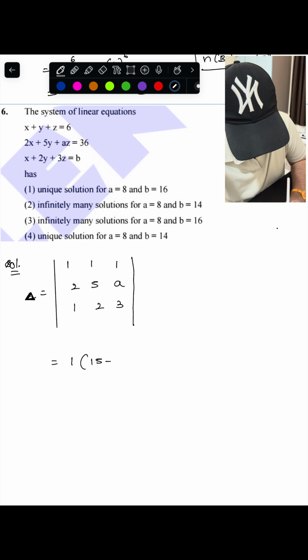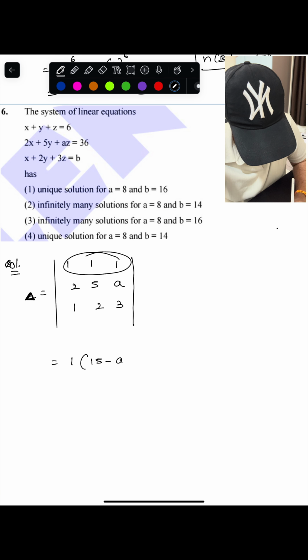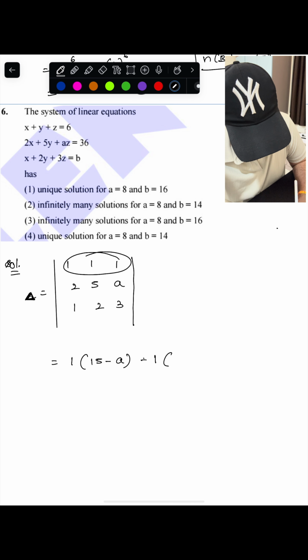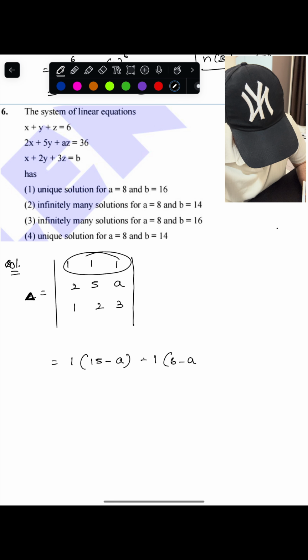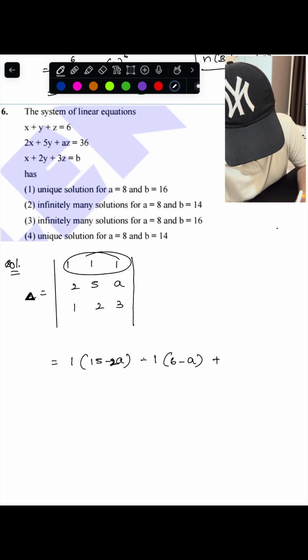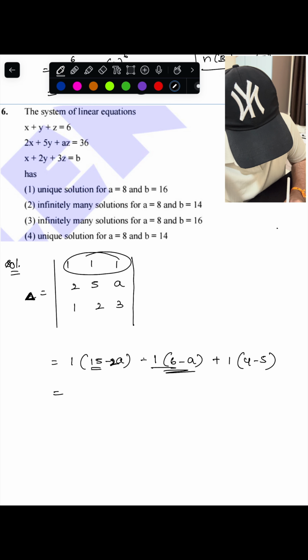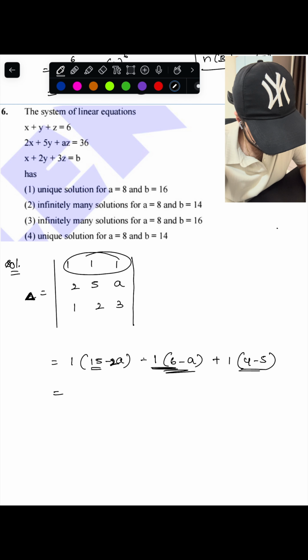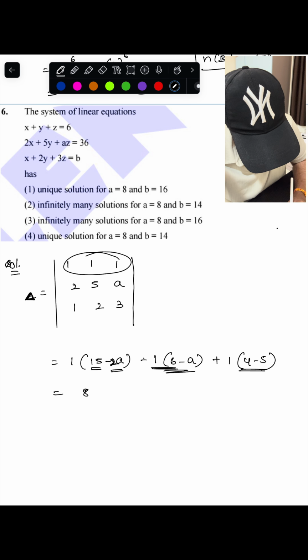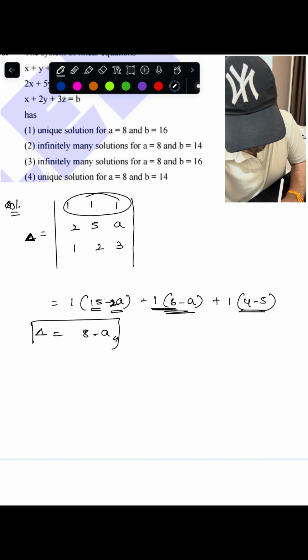1 of (15 minus a) minus 1 of (6 minus a) plus 1 of (4 minus 5). Expanding about this row, we get 15 minus 2a minus 1 of 6 minus a, plus 1 of 4 minus 5. So what are you getting? 15 minus 6 gives 9, 9 minus 1 gives 8, and minus 2a plus a gives minus a. So the determinant is 8 minus a.